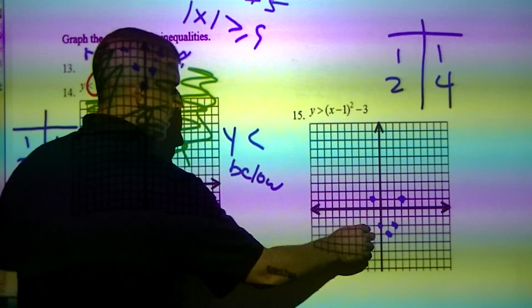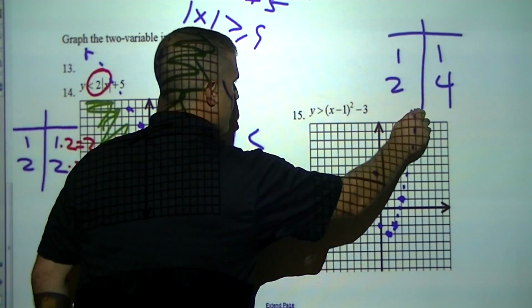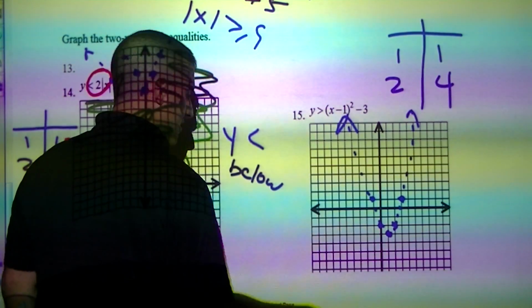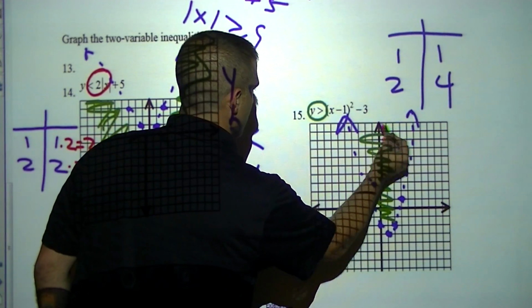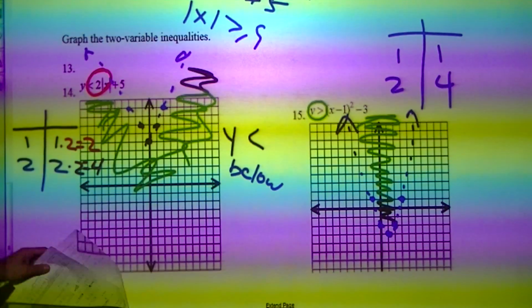Okay, I'm also going to have a dashed line. It's going to be in the shape of a U. And since it's going to be greater than, I'm going to be shading in this region. Okay? And there, that is my answer.